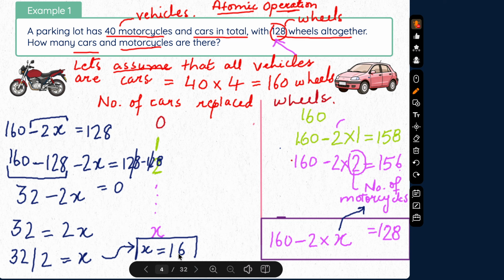Okay, so if I have 16 as the number of motorcycles, how many cars will be there? Because the total number of vehicles is 40, the number of cars will be 40 minus 16. What would that be? 24. So that will be the number of cars. If we have 24 cars and 16 motorcycles, the conditions are being satisfied. All right. Okay, this was atomic operation and this is how we solve it.